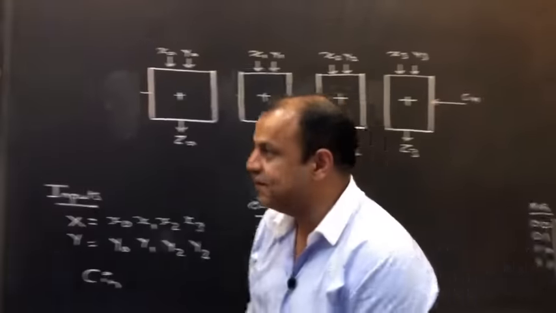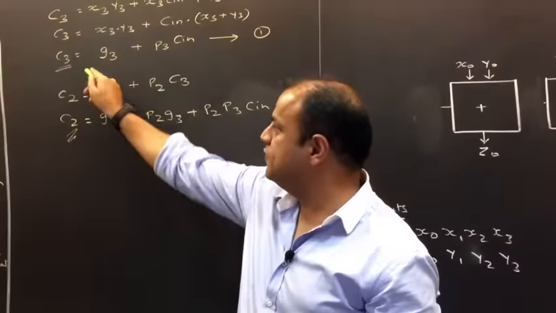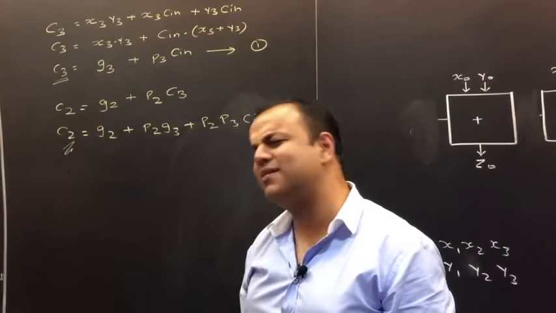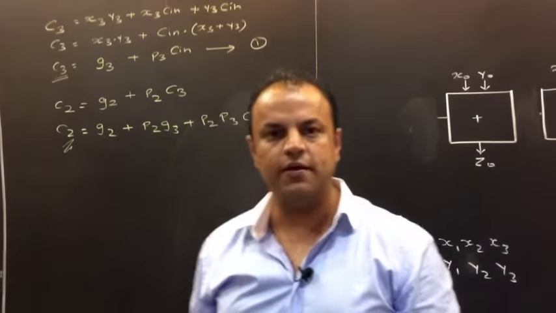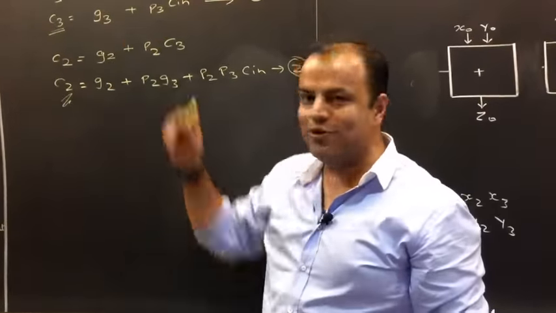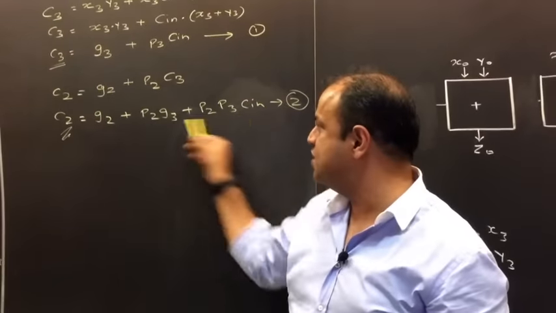Please tell me, did you understand this? What will I produce first? C3 or C2? Tell me. If you're saying C3, my friend, come on, keep looking. If you're saying both together, you understood the point. To produce C2, I don't need C3. To produce C2, I need G's and P's.